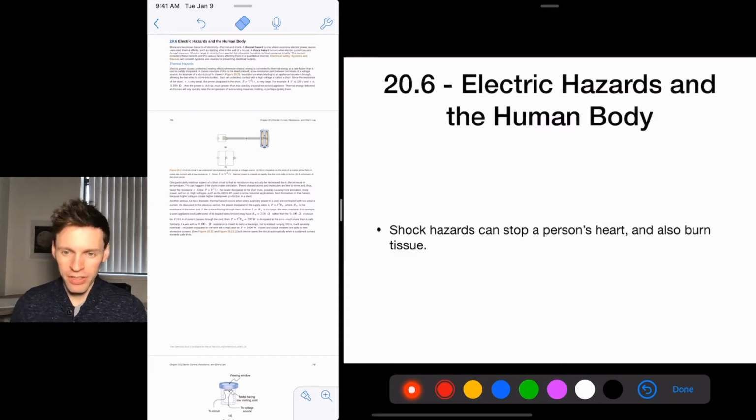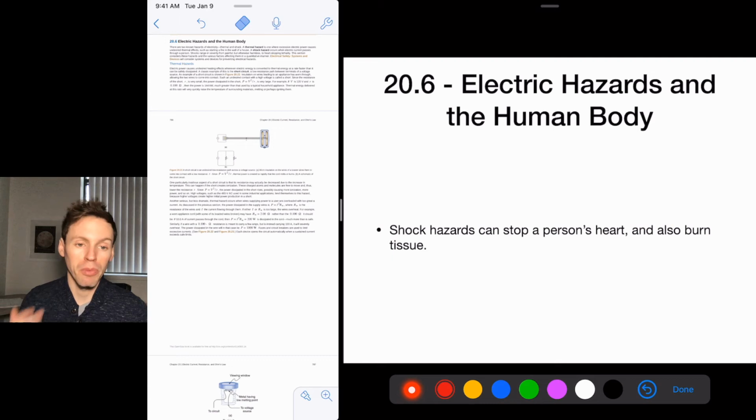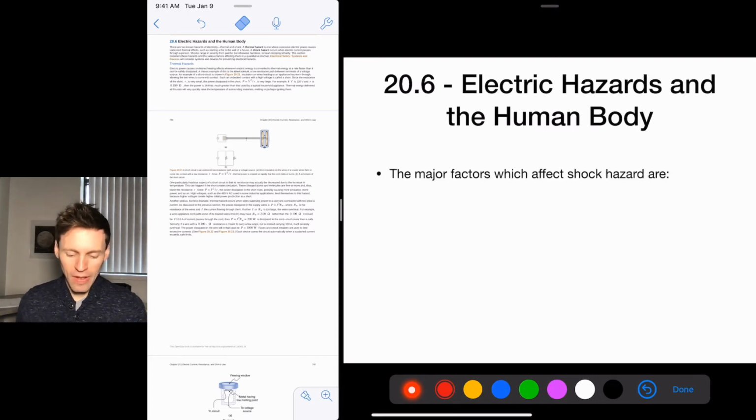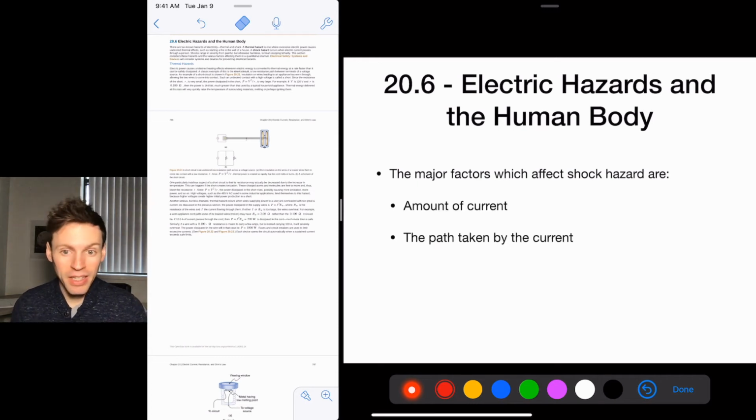A shock hazard, on the other hand, can stop a person's heart. It also burns. If the lightning goes through you, it'll burn your tissue from start to finish. So the major factors that you worry about when you're dealing with shock are the amount of current, the path taken. Did it go through your heart?